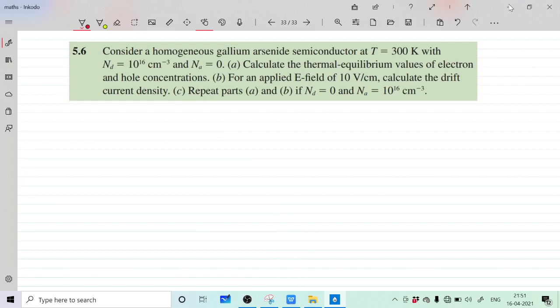Now we have to repeat parts A and B if Nd is equal to 0 and Na is equal to 10 to the 16. So let us begin with this problem.